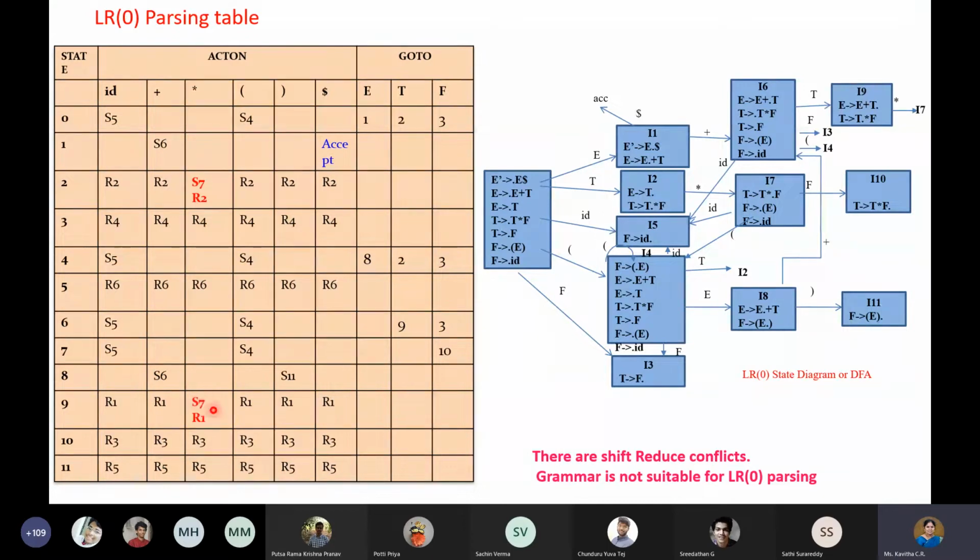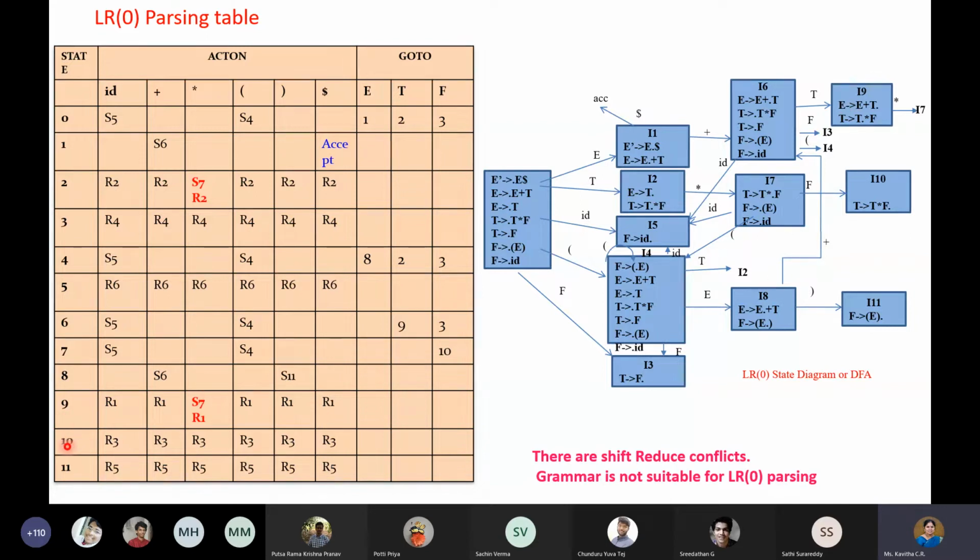So that is done. And here also, if you observe, we have a conflict, because it is eligible for the shift action by shifting onto state 7. And one more possibility is that you can reduce by rule number 1, which is nothing but E gives E plus T. So E plus T can be replaced by E. That's what it means. So here also we have a shift-reduce conflict.